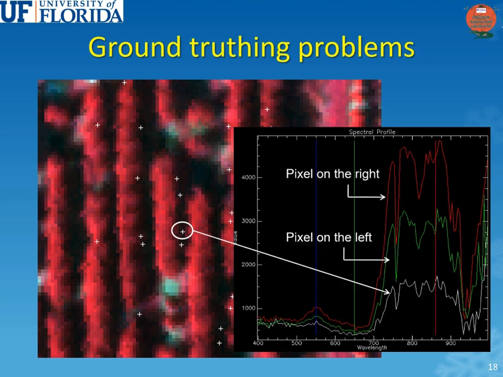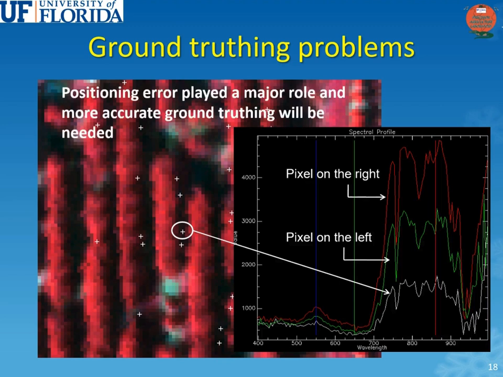Remember the spatial resolution of this image is 0.7 meter. If you move 0.7 meter to the left or right, you will get a very different spectrum. That means accurate ground truthing is really, really important.